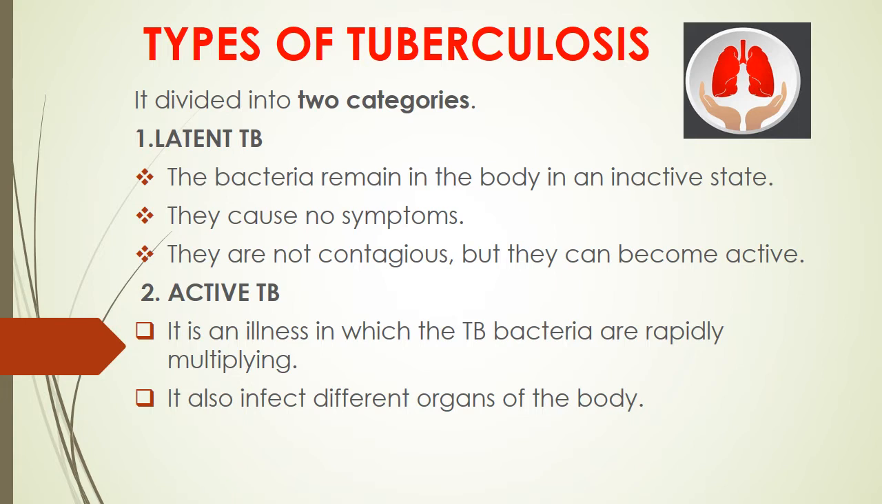Latent tuberculosis means bacteria inside your body in an inactive form. They have no symptoms and they are not contagious, but they can become active at any time. Next one is active TB. It is bacteria inside your body in an active form and multiplying rapidly. It affects other organs and other people also. And another type of tuberculosis is like pulmonary and extrapulmonary. Pulmonary tuberculosis means tuberculosis inside your lungs, and if an organ other than lungs is affected, that is extrapulmonary.